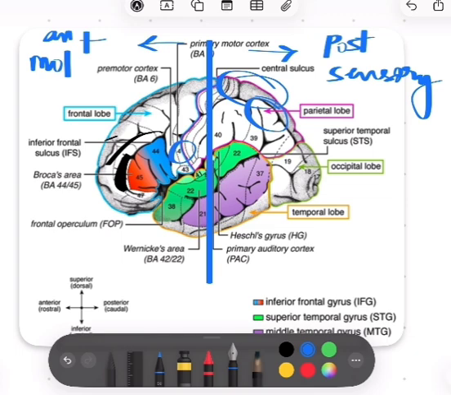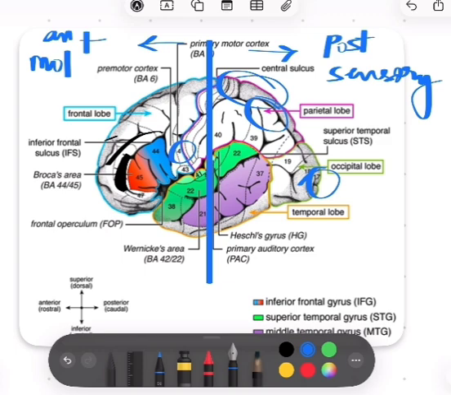Then you have 8, which is frontal eye field, and it is present in the medial frontal lobe. 8, frontal eye field in the medial frontal lobe. 17 is primary visual cortex or striate cortex. Primary visual cortex, area 17, banks of the calcarine fissure. It is, of course, for vision.